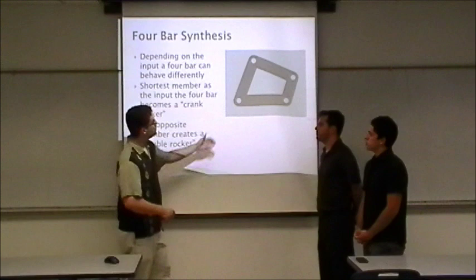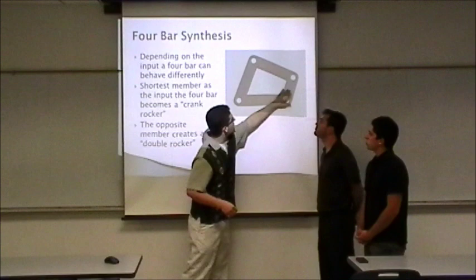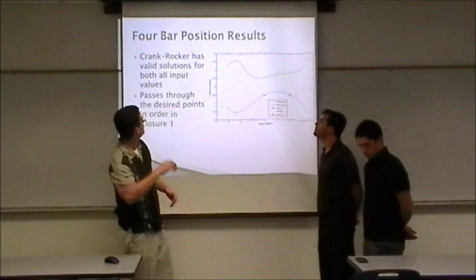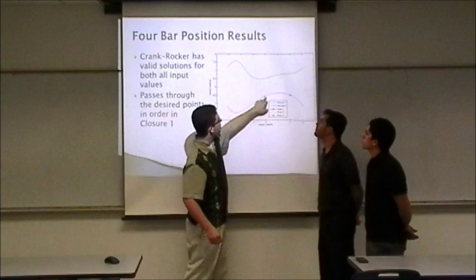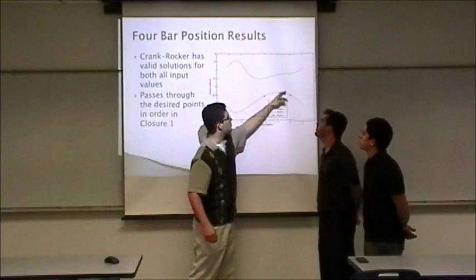This is a SolidWorks model of the four-bar we generated. As you can see, this is the shortest link, this is the longest one, this is the fixed link, and this is the coupler link. Now, as previously mentioned, this mechanism has two closures, two possibilities in which it can perform a certain motion. This is closure 1, closure 2. The desired points are shown to be on closure 1, point 1 appearing at 0 degrees, point 2 appearing around 6 degrees, and point 3 appearing at 120 degrees. They all appear as well in the desired order.